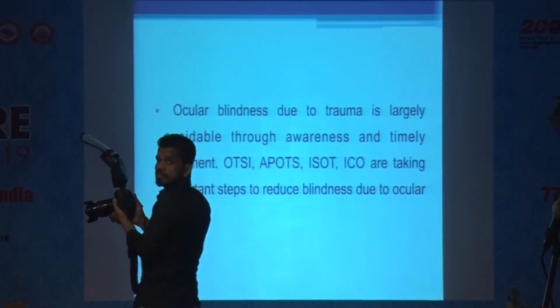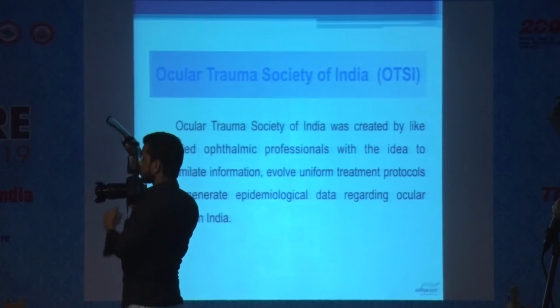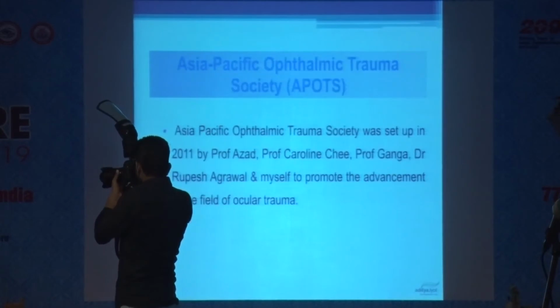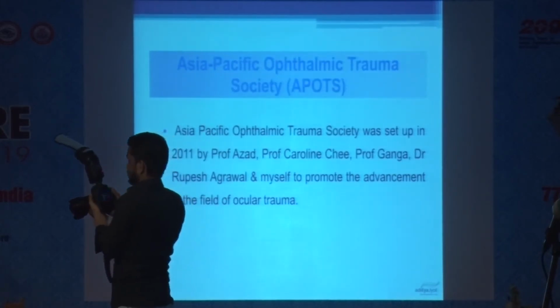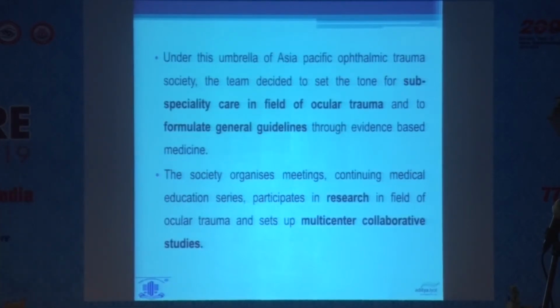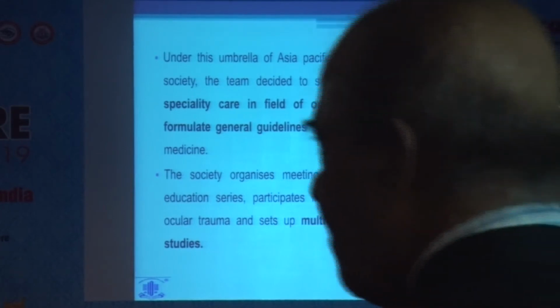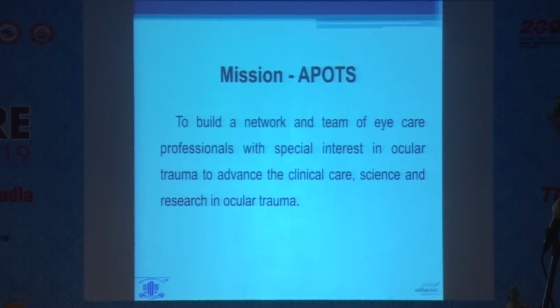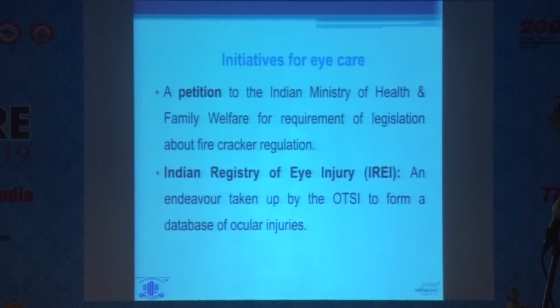If you have seen, the American Academy does a lot of advocacy, both to the government as well as to the public. And we have created, as Dr. Gangadhar Sundar already said, under the umbrella of Asia Pacific Ophthalmic Trauma Society, a team dedicated to set the tone for subspecialty care in the field of ocular trauma and to formulate general guidelines through evidence-based medicine, to build a network and team, where I think Rupesh is doing his best for making a registry.